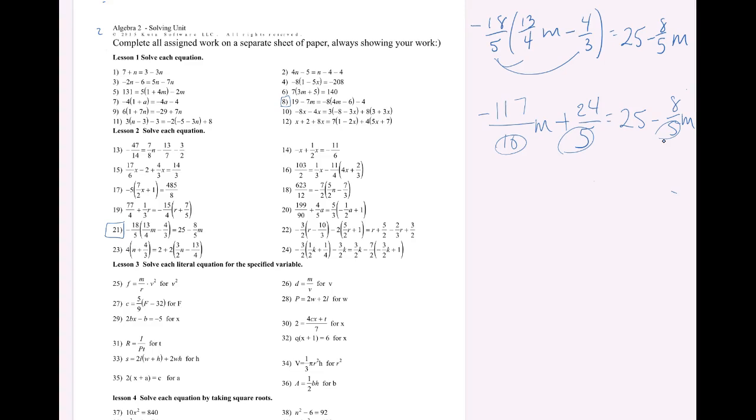It used to be called, when you were younger, the least common multiple. So is there a number that all three of these go into? Well, the answer is yes. All three of these go into the number 10, right?